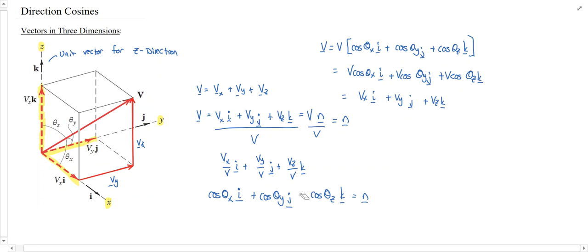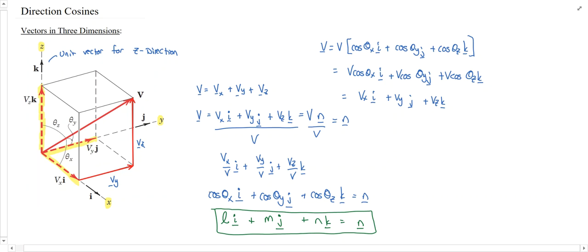And so what we call these, we don't use the cosines. That's a little bit lengthy, as you can just see. But we say, okay, well, let's call cosine theta x L. And let's call cosine theta y M. And let's call cosine theta z N. And that is the unit vector.